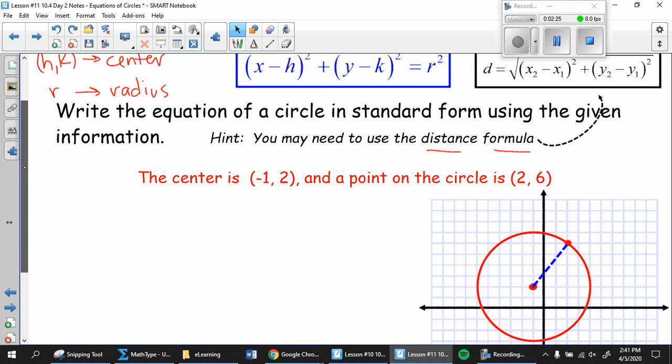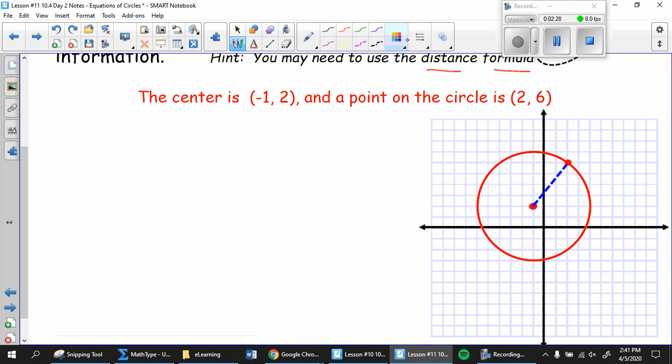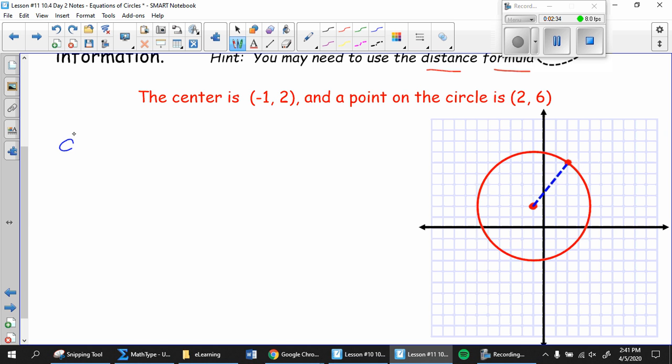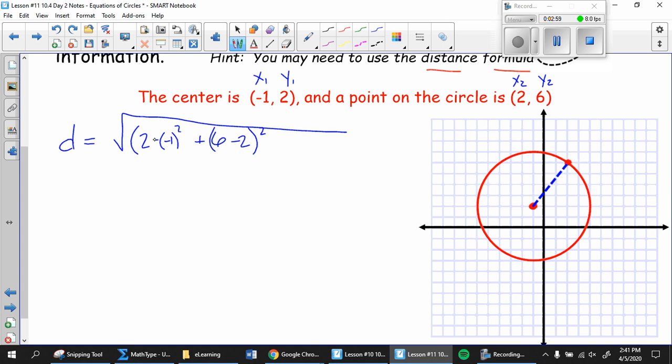So let's go ahead and take that down here and use the distance formula to find the distance from (-1, 2) to (2, 6). So we know that distance is the square root. I don't care what you call what here, so x1, y1, x2, y2. So I'm going to take (2 - (-1))² + (6 - 2)². We're taking x minus x, y minus y.